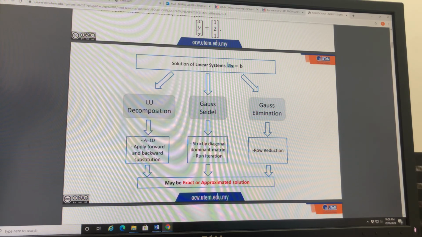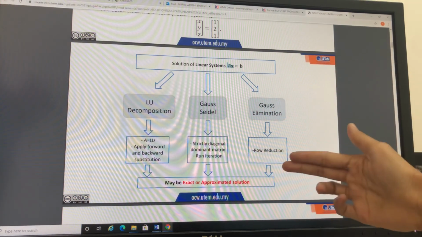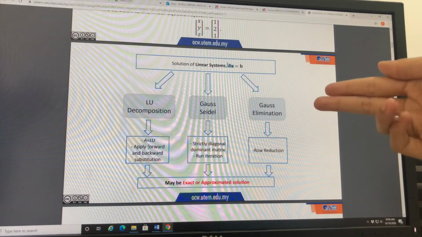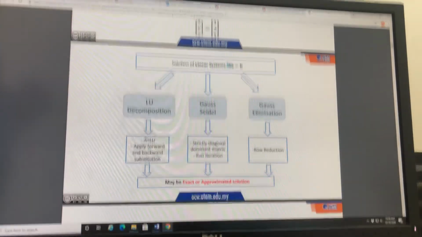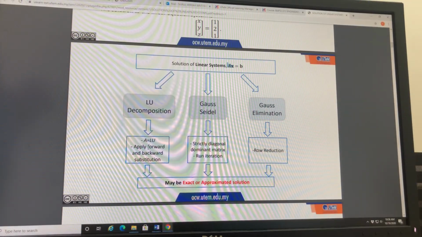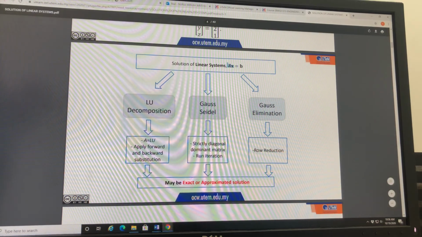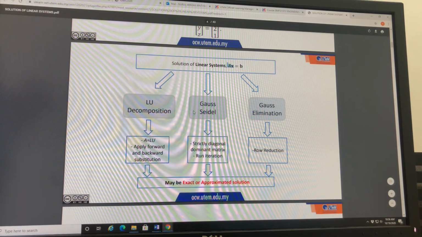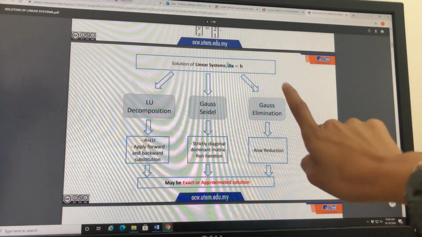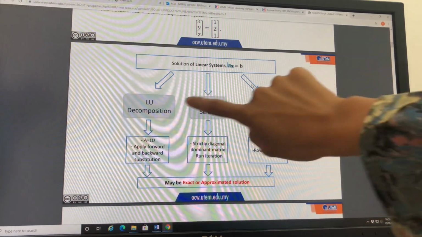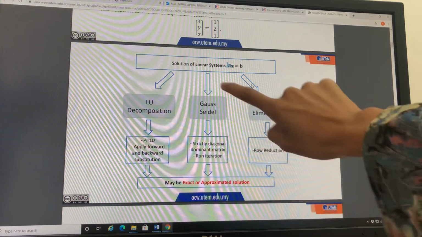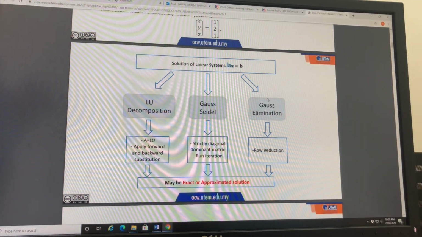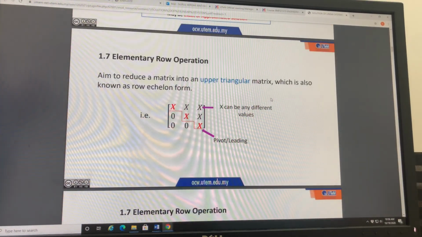The last one is Gauss elimination. You will use row reduction. I will explain one by one in the next video. I will start with Gauss elimination first, then the second one is LU decomposition, and the third, the last one, is Gauss-Seidel. I will explain in the next video.